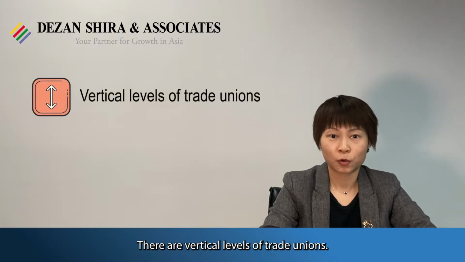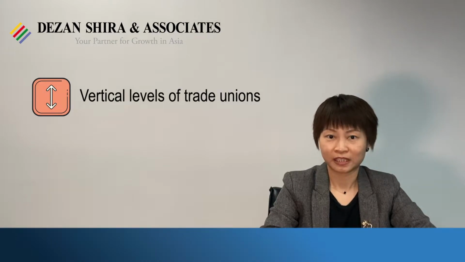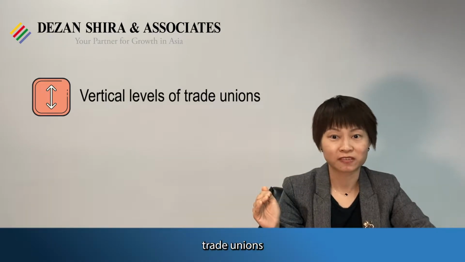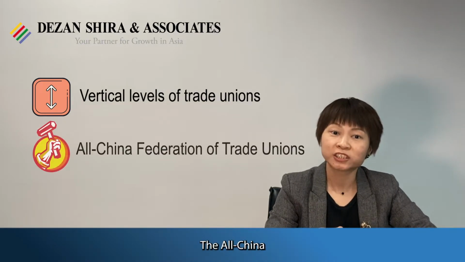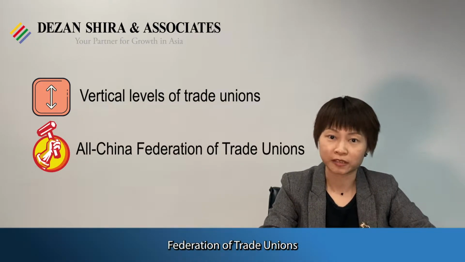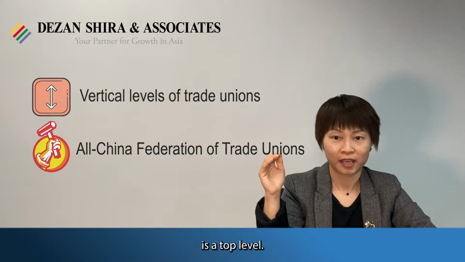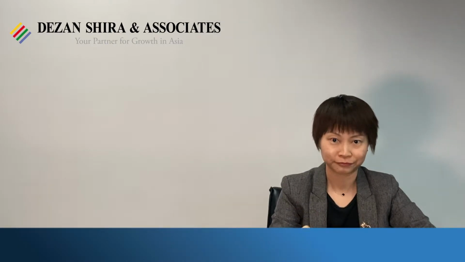There are vertical levels of trade unions. The higher level trade unions lead the lower level trade unions. The All China Federation of Trade Unions is the top level. The trade unions organized within each company are usually the basic level.